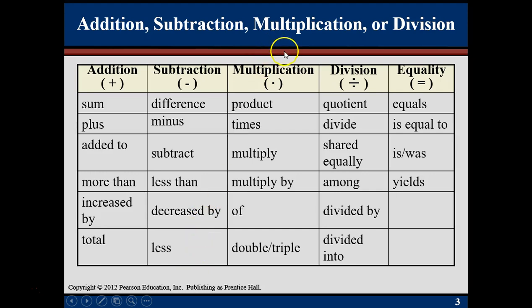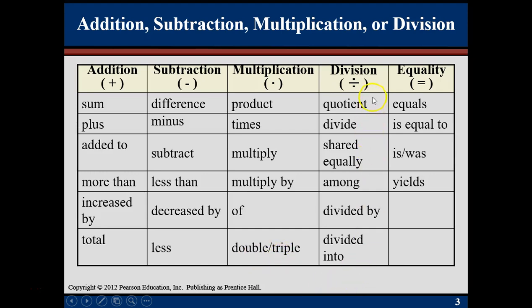If you hear the product of two numbers, well, that's an answer to a multiplication problem. And so product means to multiply, as does times, multiply or multiply by, of, and if it says double or triple, that means times 2 or times 3.